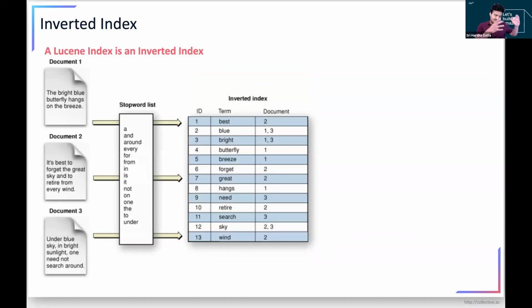Whatever the theory that I told, let's see the visualization here, right? Let's see there are 3 different documents. If you can see, the bright blue butterfly hangs on the breeze, and there are different texts in document 2 and document 3. The right destination that you see is actually where the documents get stored. That is what the inverted index is.